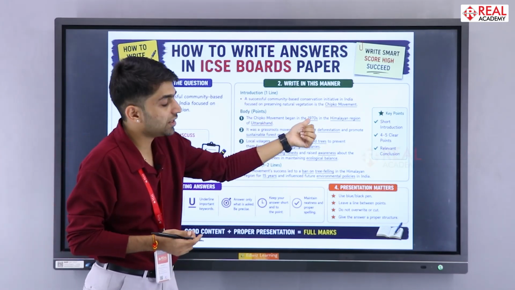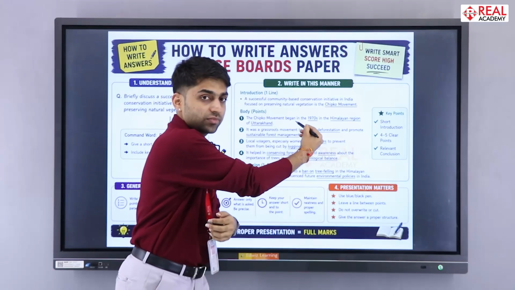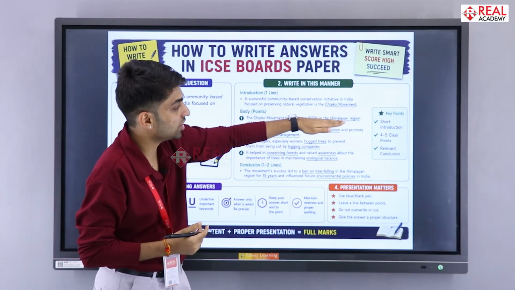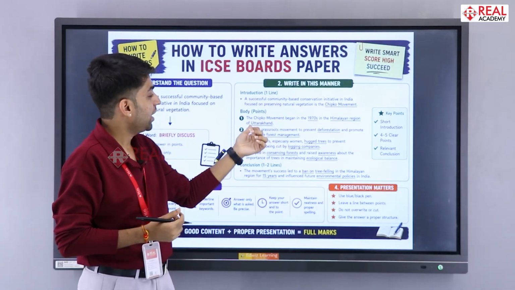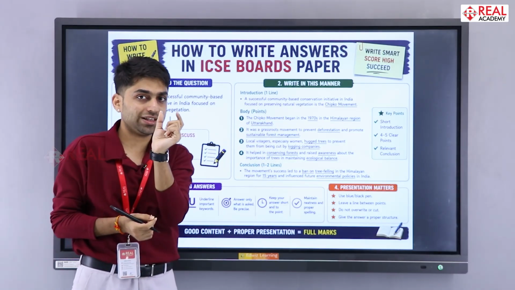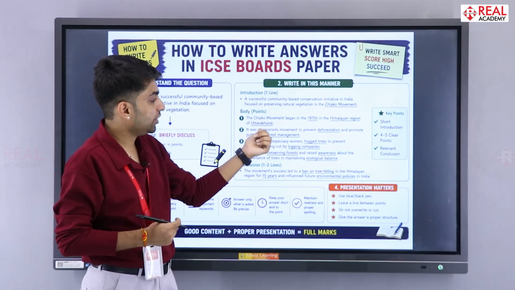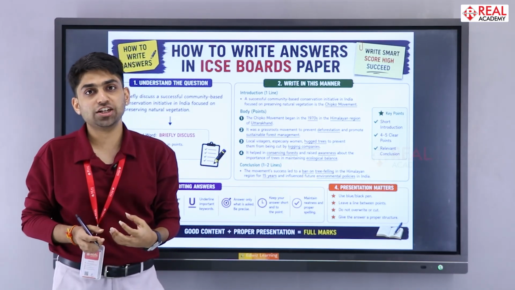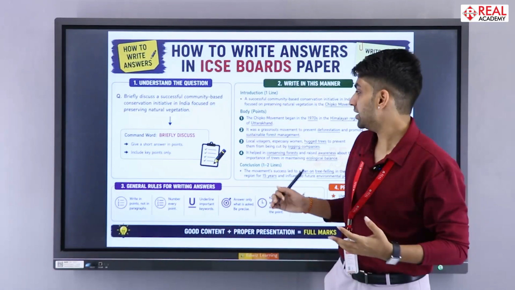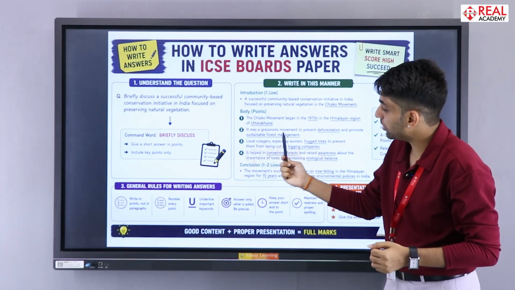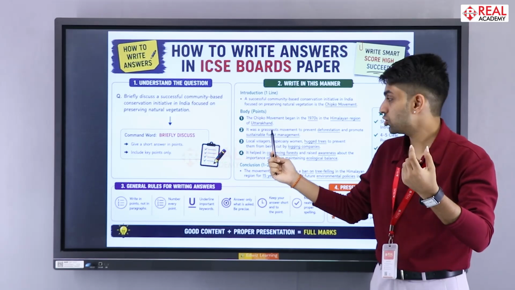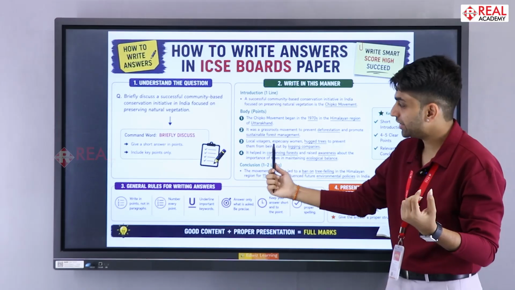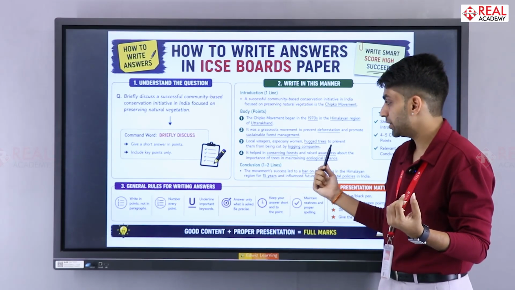Now the next is how your body should look. The Chipko movement began in the 1970s. Here you can see the year, so it is supposed to be underlined, in the Himalayan region of Uttarakhand. Here you can see which region they are underlining, the Himalayan region and Uttarakhand, because it's the geographical state where this happened. Second, it was a grassroots movement to prevent deforestation and promote sustainable forest management. So all these things you need to remember. Now see, sustainable forest management. This is a new keyword, so underline it. Local villagers, especially women, hug trees to prevent them from being cut by logging companies.